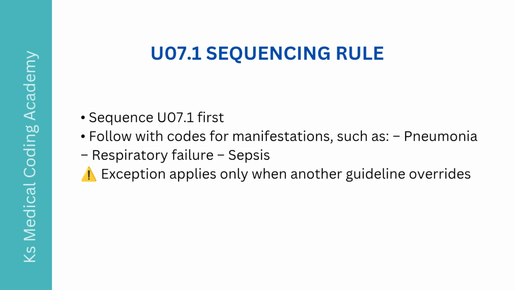U07.1 sequencing rule. When COVID-19 is the reason for the encounter, U07.1 is sequenced first. Additional codes are then assigned for manifestations such as pneumonia, acute respiratory failure, or sepsis. Exceptions apply only when another guideline specifically overrides this rule.